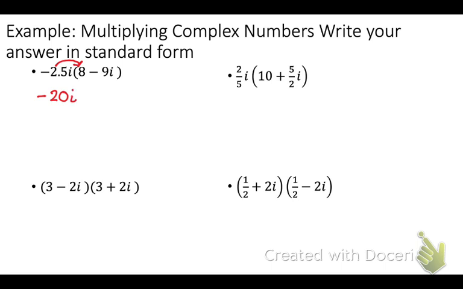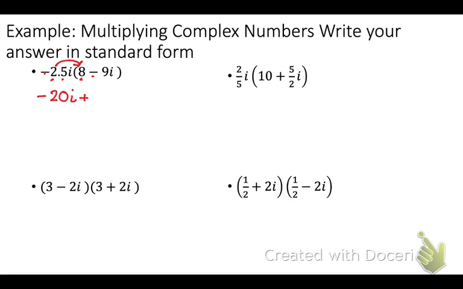I just did 2.5 the easy way. What's half of 8? 4. And then 2 times 8 is? Can we just do 2.5 times 8? Sure, you're still going to get 20. I was trying to show you how to do it easier. Okay, so negative 2.5 times 8 is negative 20i. So a negative times a negative for the 9 is what? A positive.